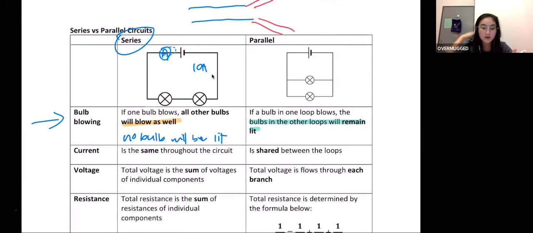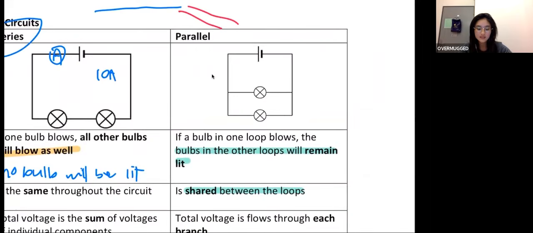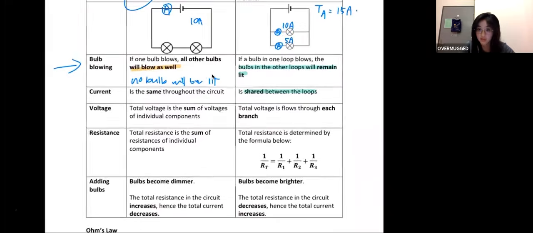But for parallel circuit, current is shared between the loops. What does this mean? It means the total current of a parallel circuit is split between the different branches. So let's say first branch, if I put ammeter here, it gives me 10 amps. And then the second branch, if I put ammeter here, it gives me 5 amps. The total current in this circuit will be 15 amps. It will be split between the branches. So just take note of that.